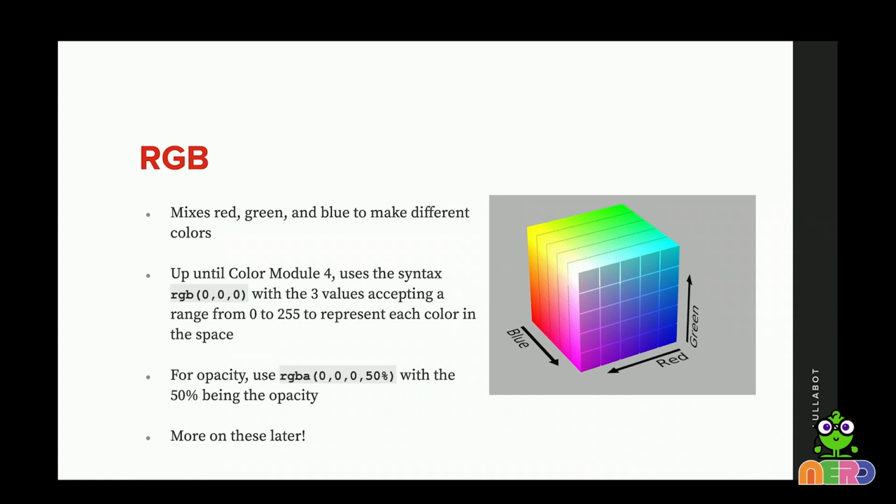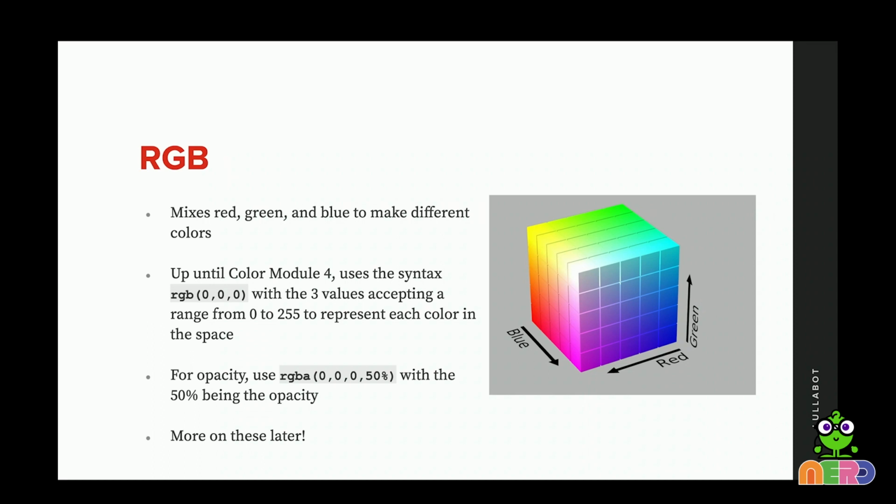Up until Color Module 4, the syntax was one way. It has a different syntax now after Color Module 4 came out. But up until then, you would write it by using the RGB function with the 3 red, green, and blue values. I just have zeros in here for an example. But you put a comma in between all of them, and these numbers can go from a range of 0 to 255.